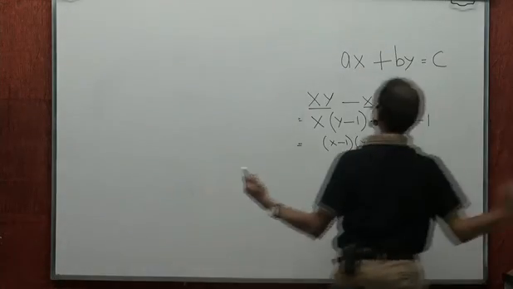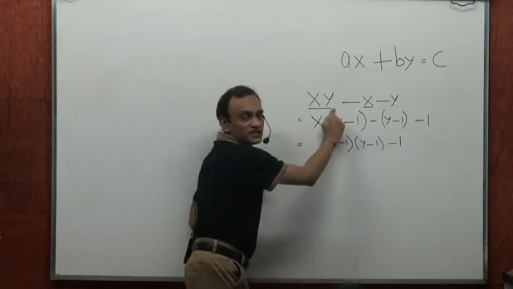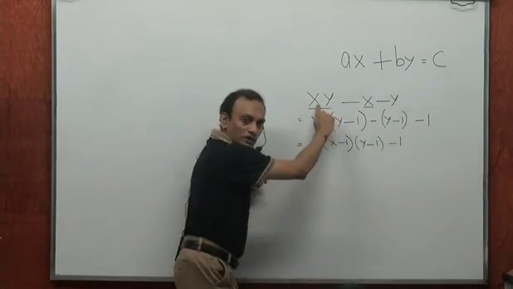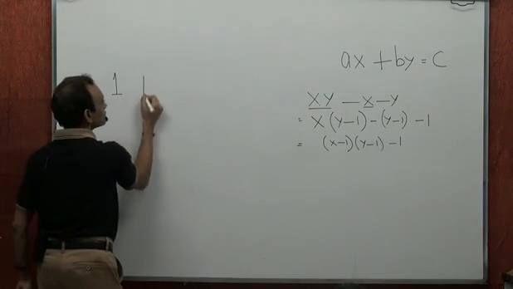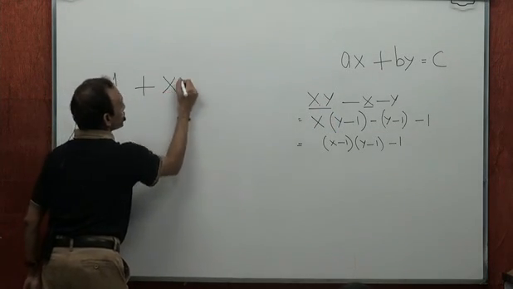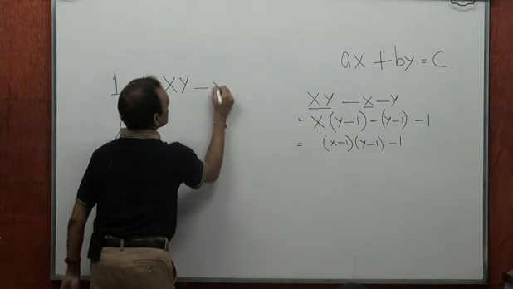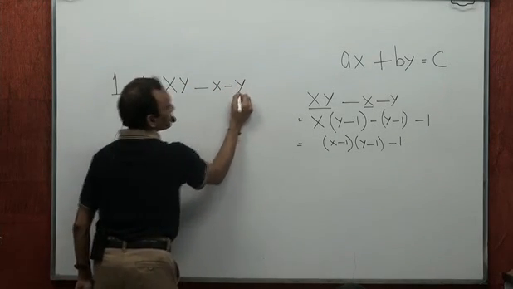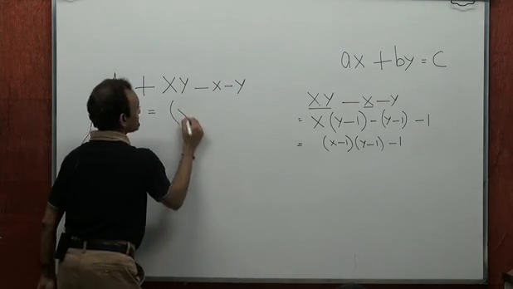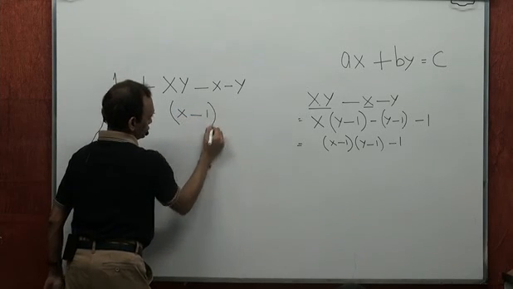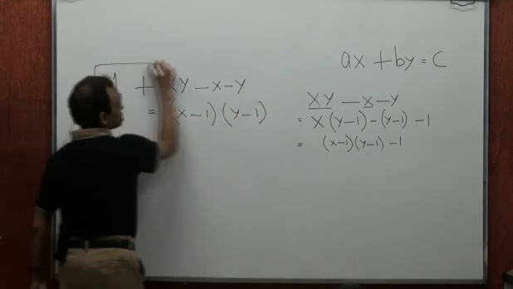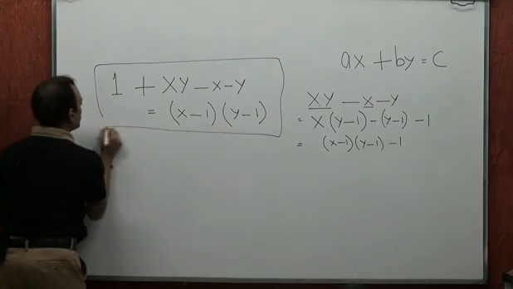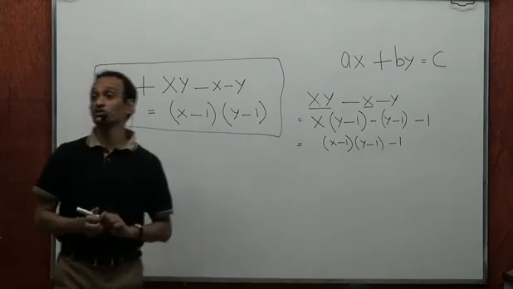Which means, just to transpose the terms and rewrite this expression, that means transpose 1 on this side. Transpose 1 on this side. We end up getting 1 plus xy minus x minus y, which is actually x minus 1 into y minus 1. We are going to use this time and again. Look upon this, for the sake of our class, as a standard template.